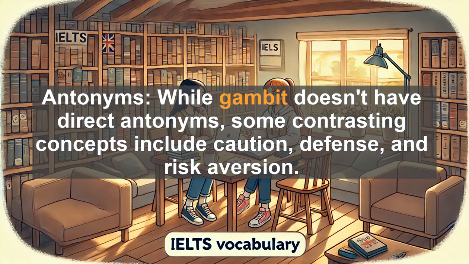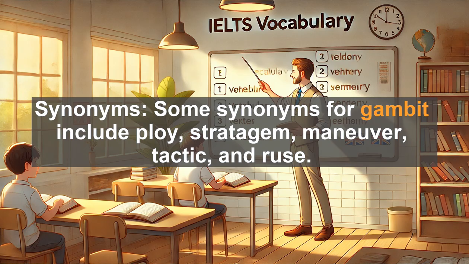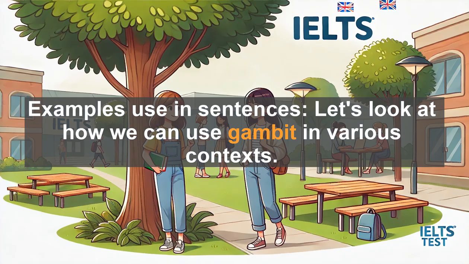Antonyms. While gambit doesn't have direct antonyms, some contrasting concepts include caution, defense, and risk aversion. Synonyms. Some synonyms for gambit include ploy, stratagem, maneuver, tactic, and ruse. Examples used in sentences. Let's look at how we can use gambit in various contexts.